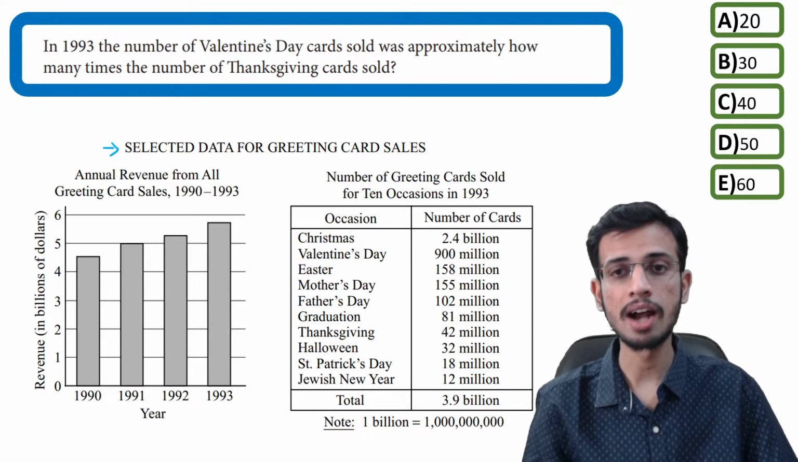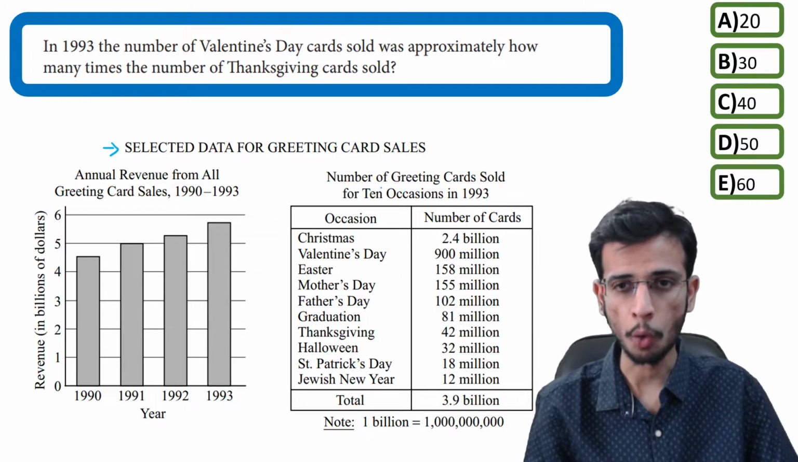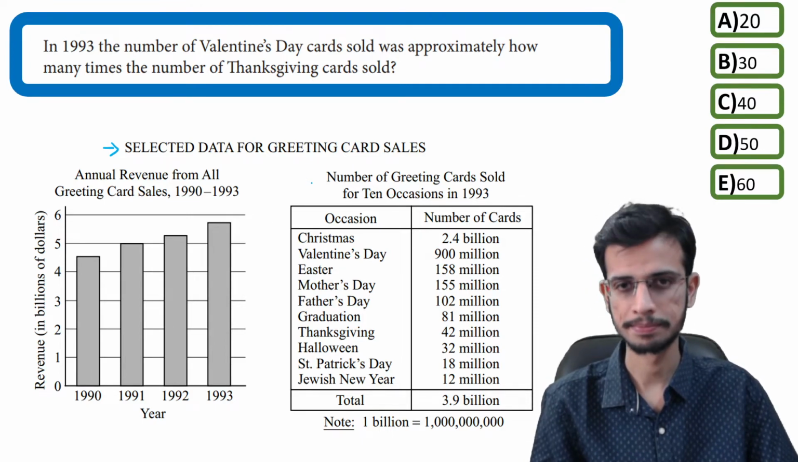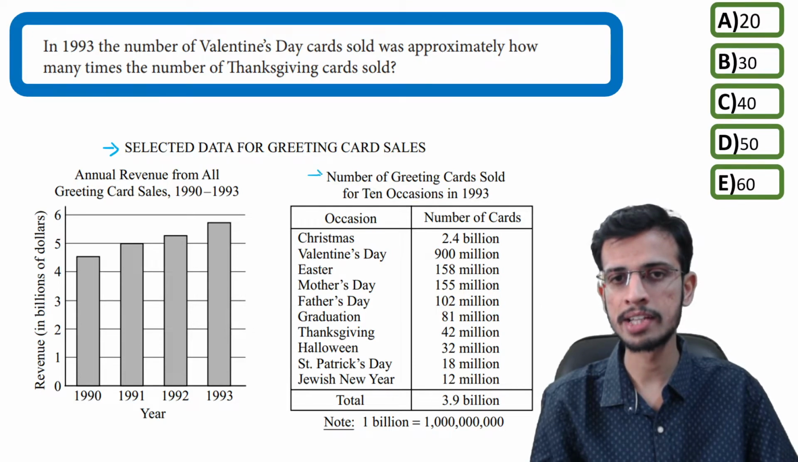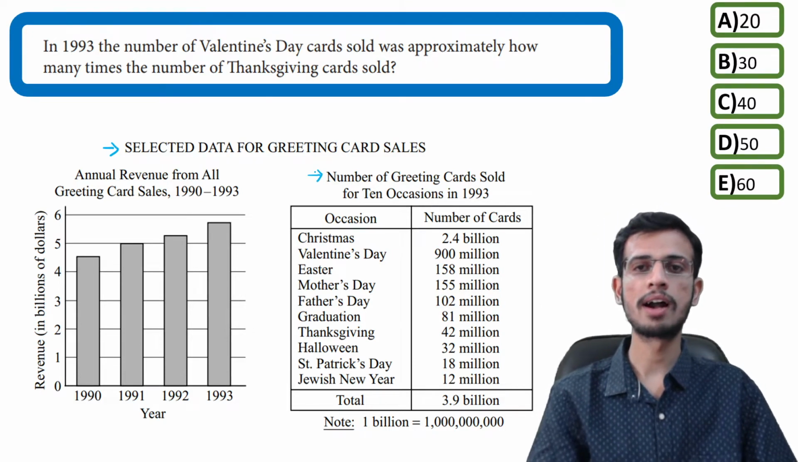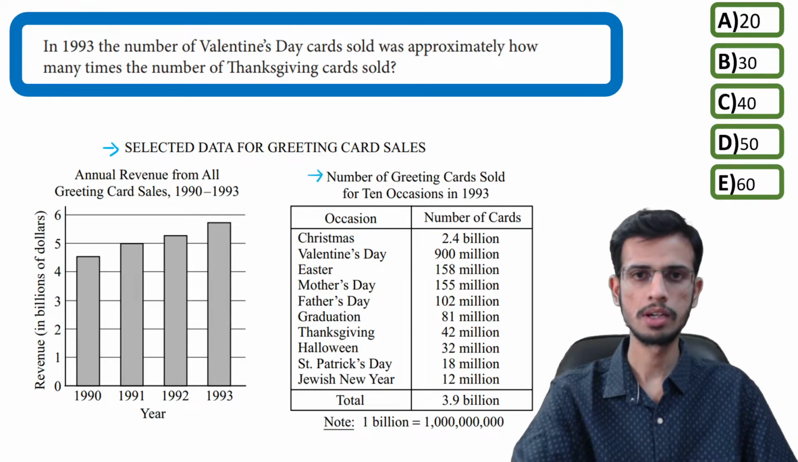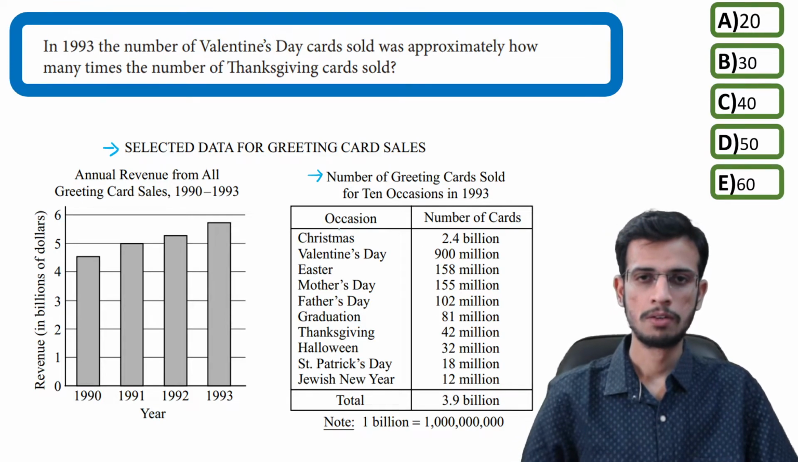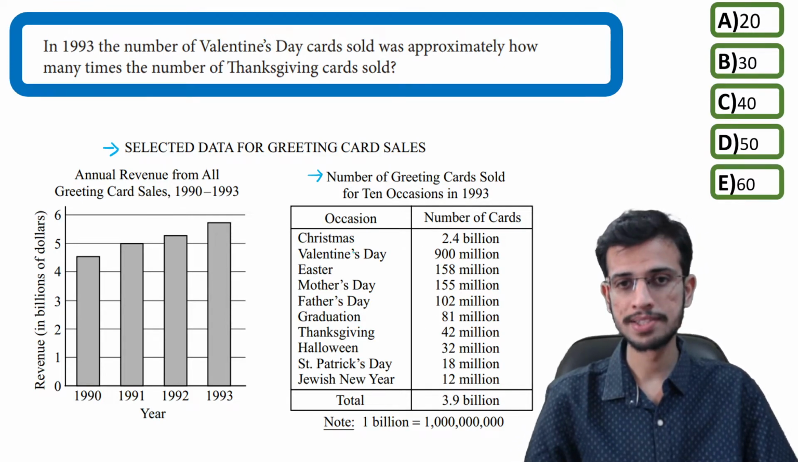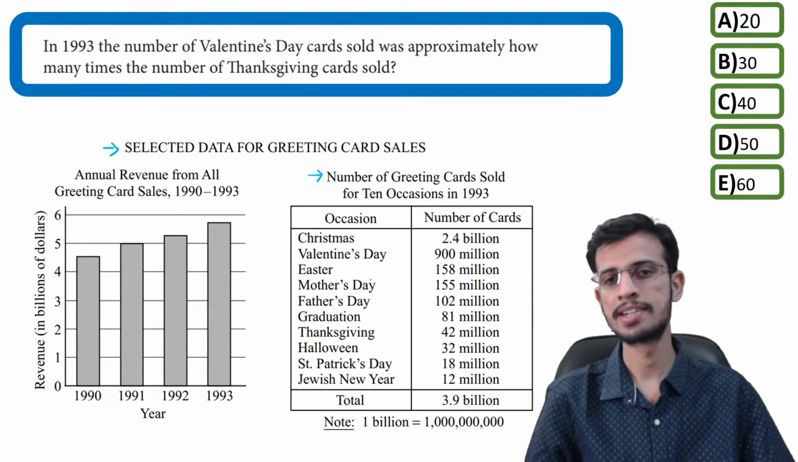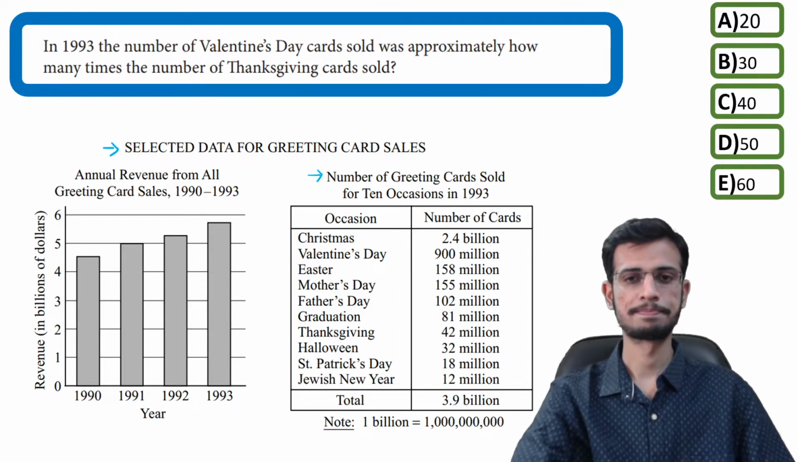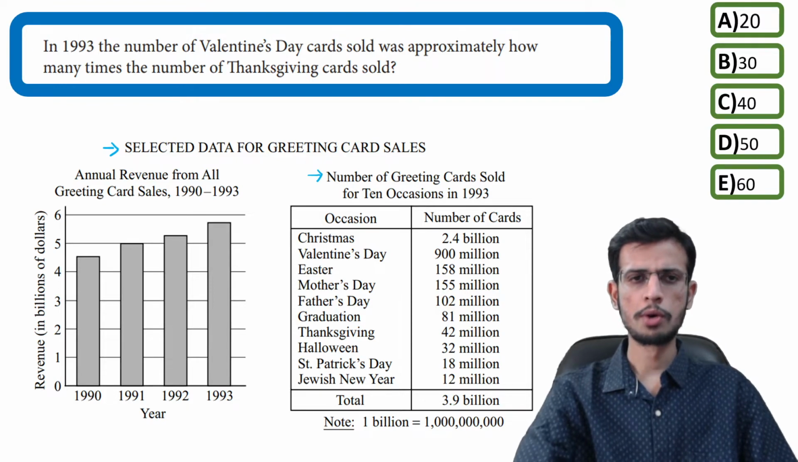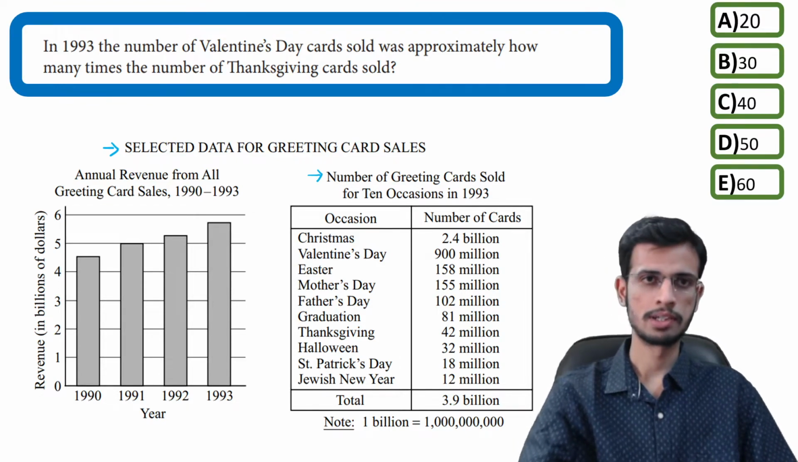Number of greeting cards sold for 10 occasions in 1993. For a particular year, 1993, we are given the number of greeting cards sold, for 10 occasions like Christmas, Valentine's Day, Mother's Day, Father's Day, graduation, Thanksgiving, right? This is the bifurcation given to us. So we have to first read the question.